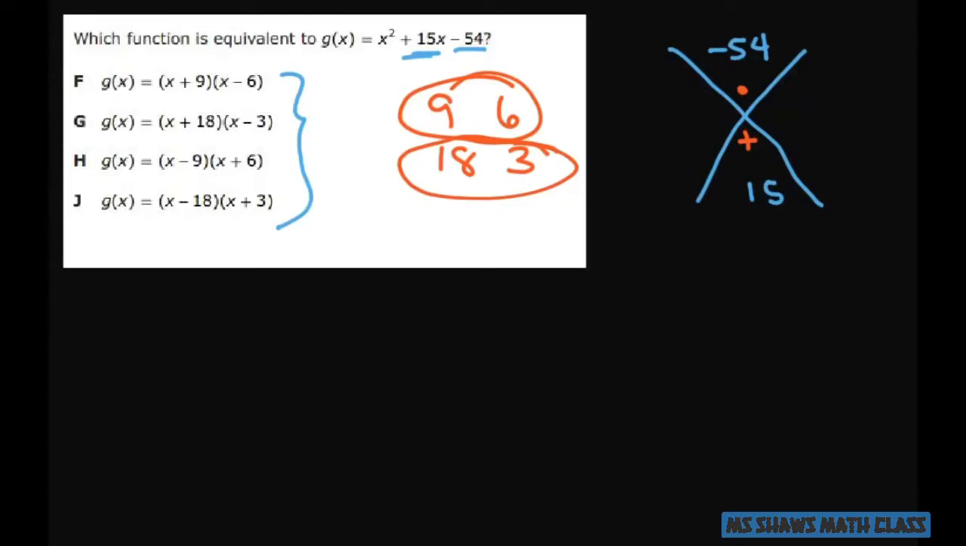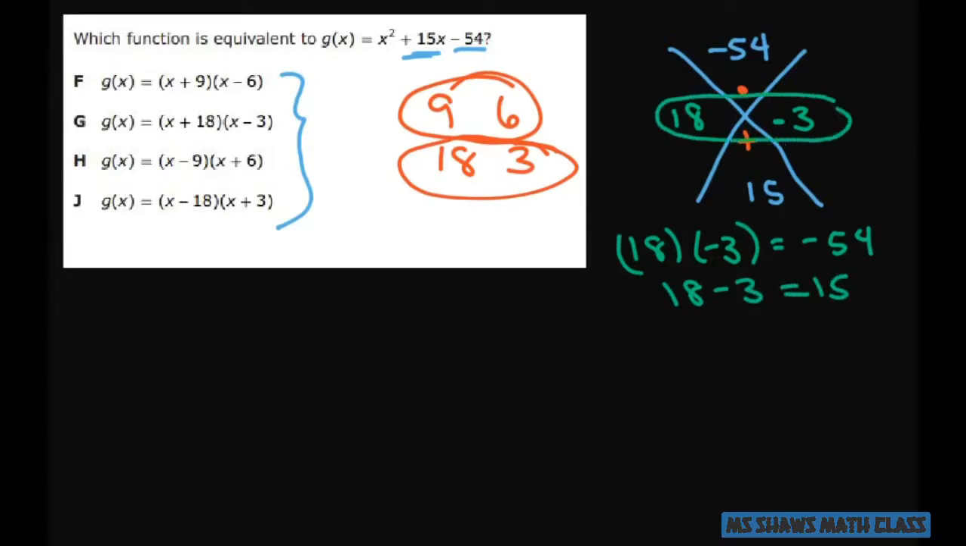So let's try 18 and 3. Now we want one to be positive and one to be negative. So if we let 18 be positive and the 3 is negative, then we do have 18 times negative 3 equals negative 54, and 18 minus 3 equals 15. So these are the two numbers we want to use. So we're going to write g of x equals x plus 18 and x minus 3.